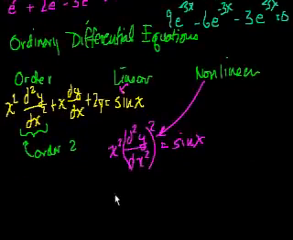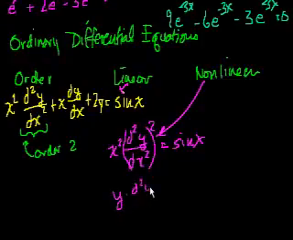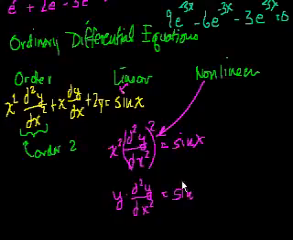Another example of a nonlinear equation is if I wrote y times the second derivative of y with respect to x is equal to sine of x. This is also nonlinear because I multiplied the function times its second derivative. Notice here I did multiply stuff times the second derivative, but it was the independent variable x that I multiplied.